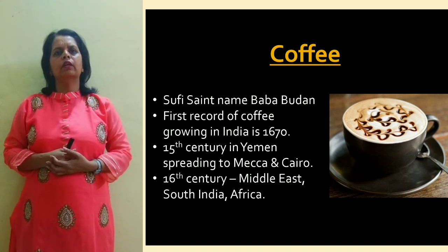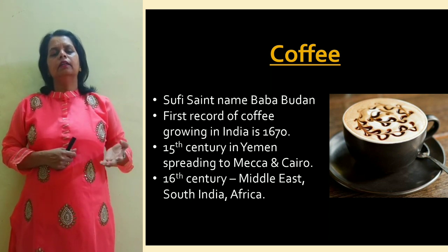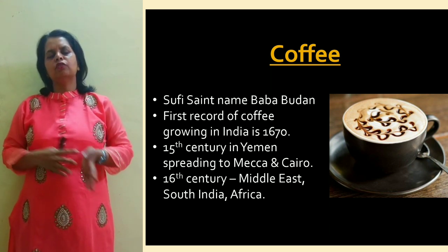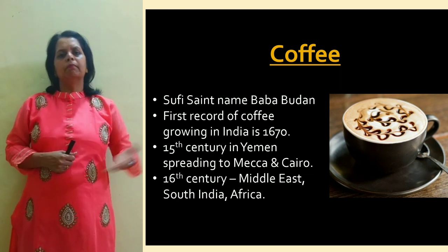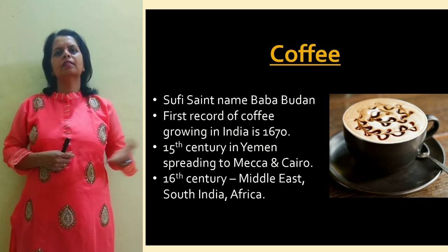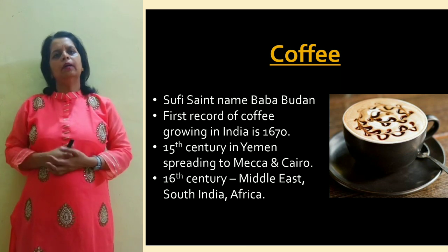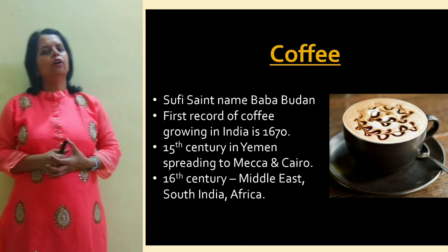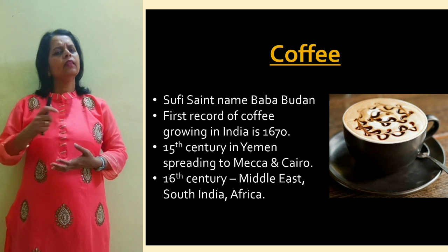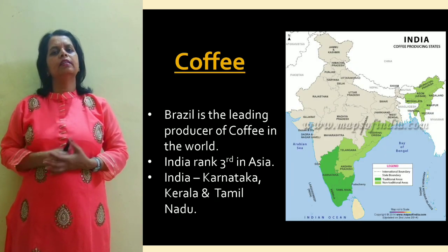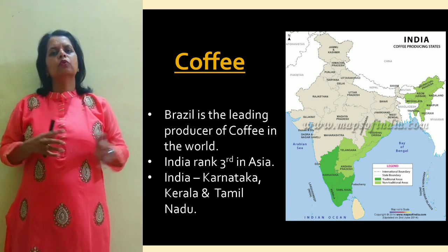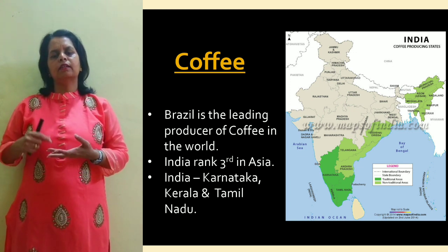If you go back to the history of coffee, it dates right from the 15th century, and it has been spreading throughout the world. In the 15th century it was in Yemen, and then it was brought to Makkah and then to Kerala. By the 16th century, it spread to the Middle East, South India, Africa, and then to America. Coffee from Yemen, Arabia, Brazil, and Egypt is world famous. Brazil is the largest producer of coffee in the world. In India, production is confined to the southern states of Karnataka, Kerala, and Tamil Nadu.